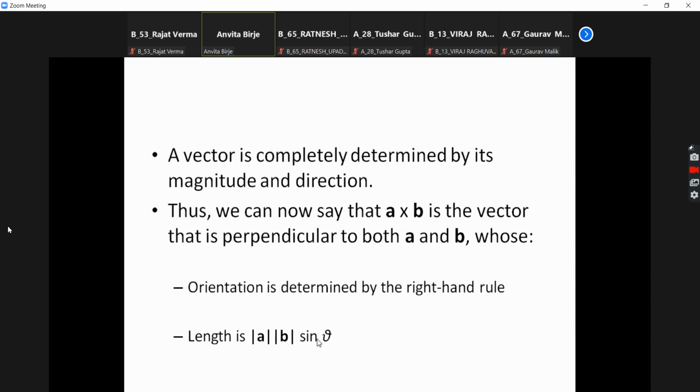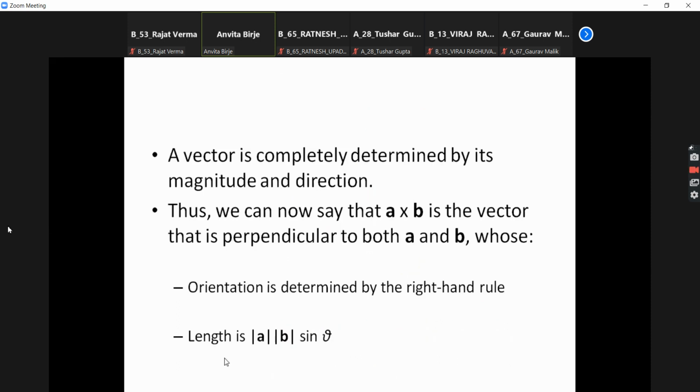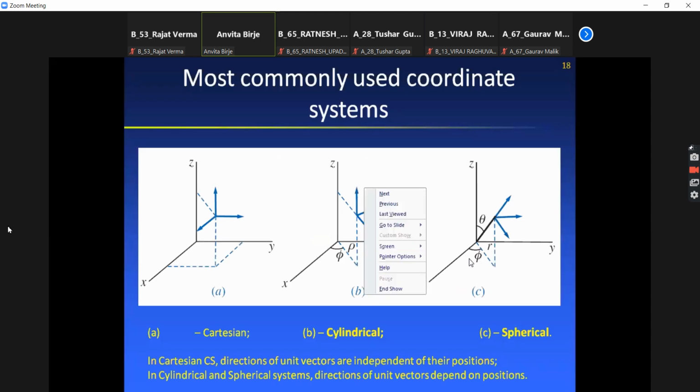If you don't know the angle between the two vectors, then you can use the previous formula. Either you calculate the vector by this formula and then calculate its magnitude, as we do for any vector, or if you have the angle between the two, then you can calculate the length of that vector by this formula also. There are two formulas for the cross product of two vectors: either this one or the sine theta formula.